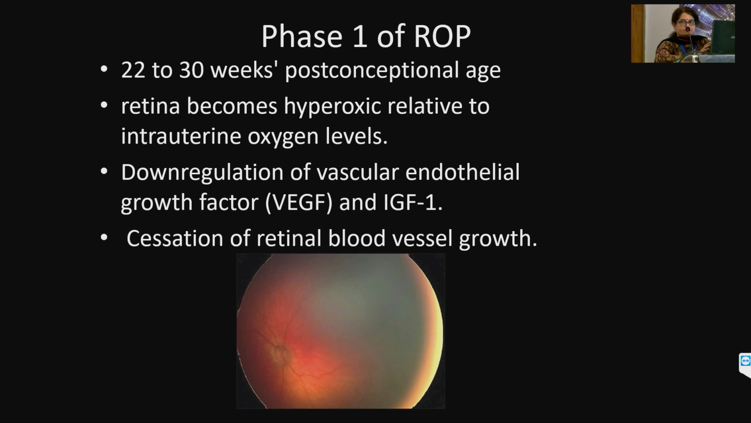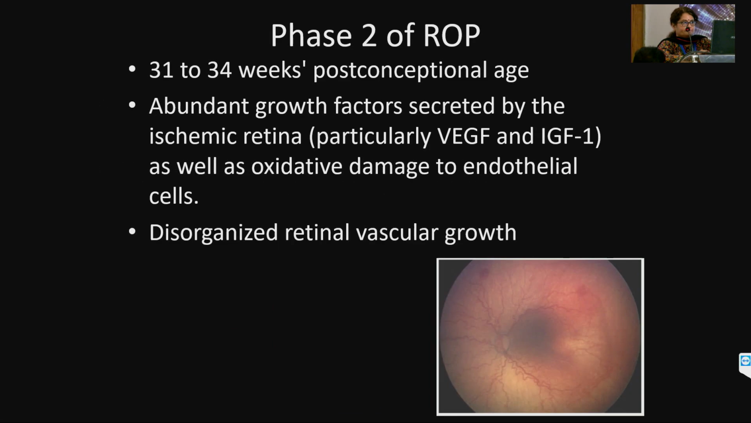What is happening is that the retinal blood vessels are reacting to the hyperoxic state by vasoconstriction, and naturally there will be a down regulation of the vascular endothelial growth factor and insulin-like growth factors, and subsequent to that there will be cessation of retinal blood vessel growth. So first there will be a cessation, that is phase 1, which usually occurs at 22 to 30 weeks of post-conceptional age.